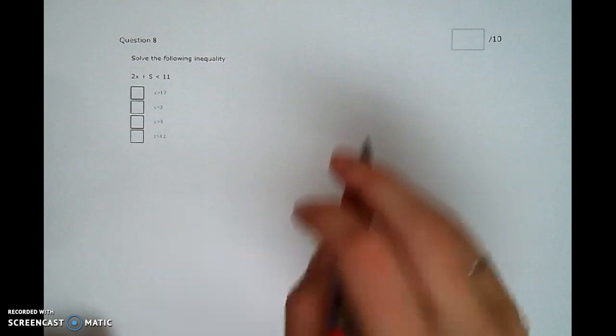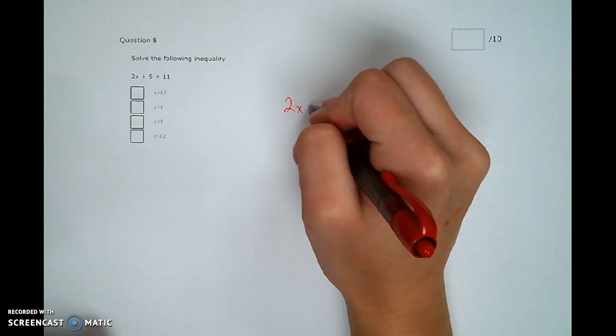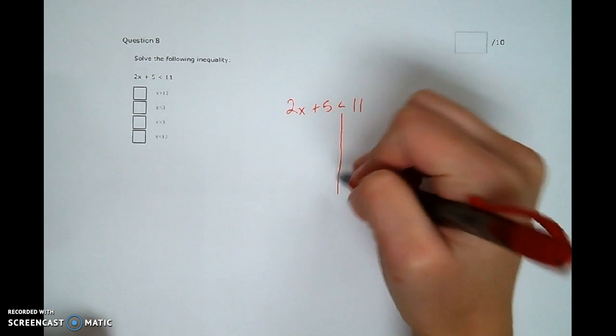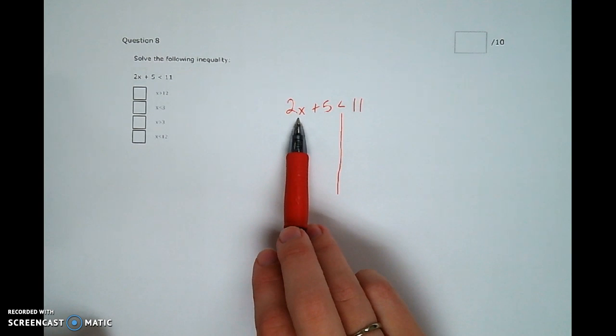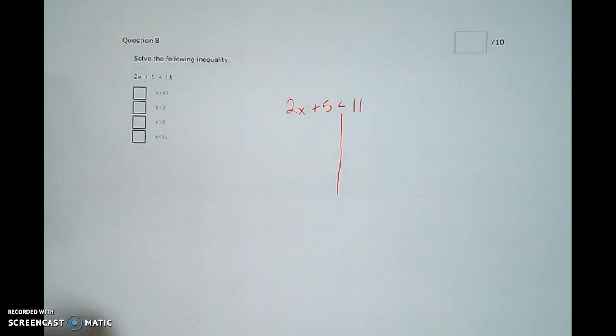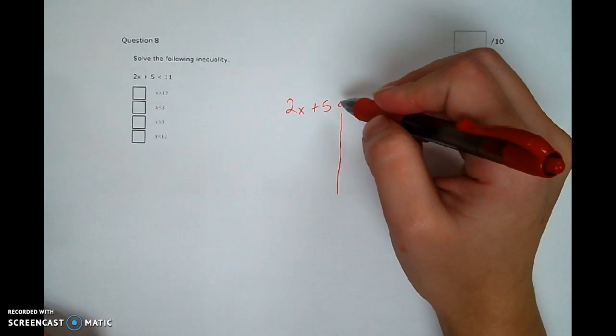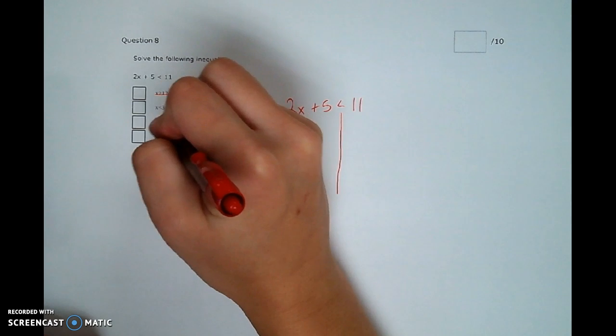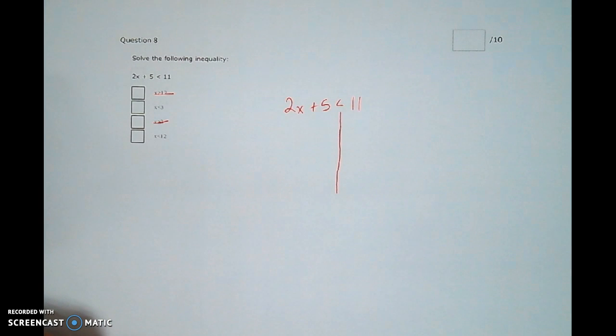Okay, for number 8, we have the inequality 2x plus 5 is less than 11. I want to find my variable and find my coefficient. In this case, my coefficient is 2. Since 2 is positive, I know that I'm not going to be flipping my inequality sign. So my final inequality sign is going to be less than. So this one's greater than, I can get rid of that. And this one's also greater than. So now I'm down to 2 answer choices.